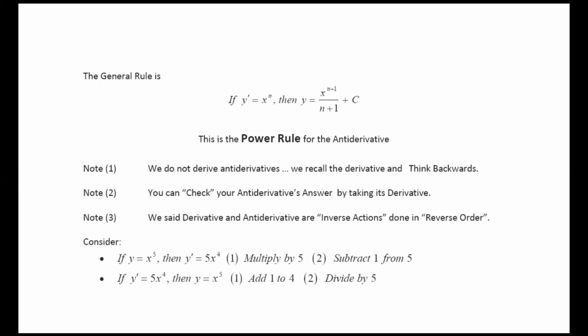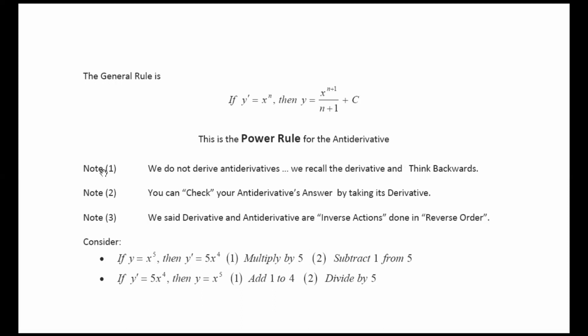And so we make this statement: if y prime is x to the nth power, then y, that is the original function, must be x to the n plus 1 divided by n plus 1, plus c. In other words, add 1 to the exponent and then divide by that new exponent, plus c. This is the power rule for the antiderivative.